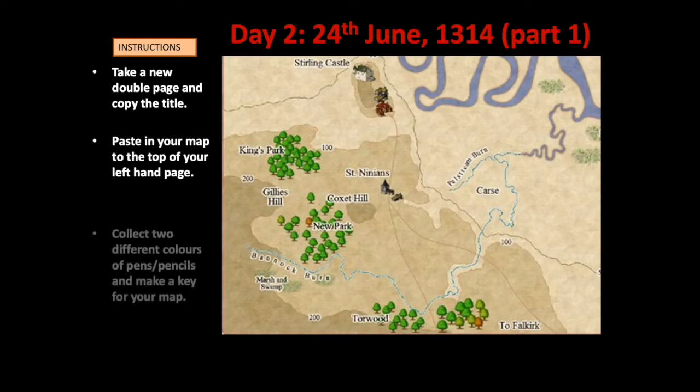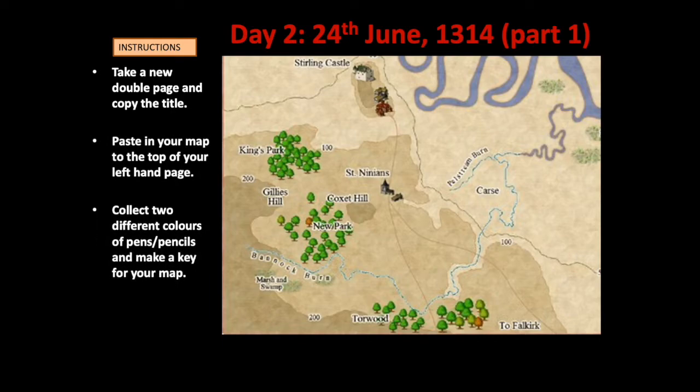So first things first is to get your 2 colours that are going to represent the 2 different sides so that we can clearly see who is doing what, and we're going to annotate our maps with a key.